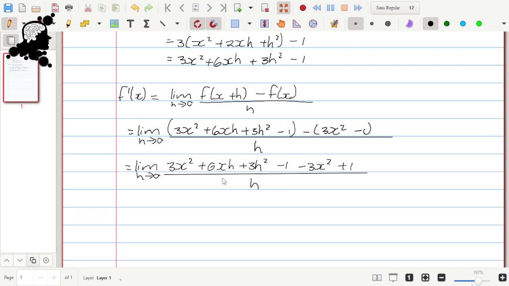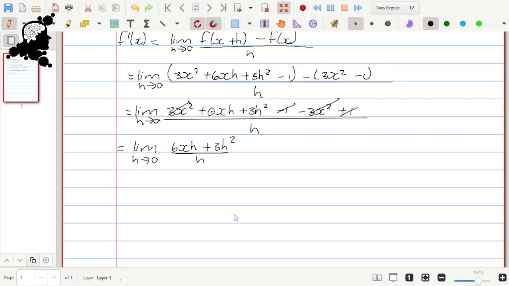Now, when you get to this point, and if everything is done correctly, the terms that do not contain h as a coefficient will cancel out. Now, 3x squared minus 3x squared, that cancels out. Minus 1 and positive 1, that cancels out. We remain with the limit as h approaches 0 of 6xh plus 3h squared divided by h. When we get to this point, we can take out a common factor. So let's bring down the limit sign. Our common factor in this case is h.